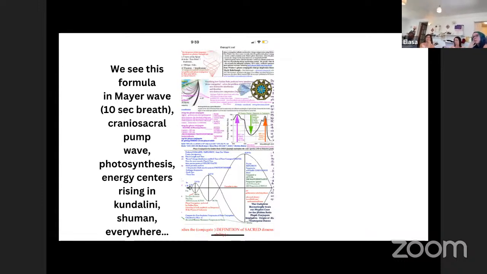So 5 seconds in, 5 seconds out. 5 seconds in, 5 seconds out. Keep going, but now imagine you're drawing your energy up your spine, squeeze your root, 5 seconds up to your pineal gland, and then 5 seconds out. Let the energy drop down your spine.